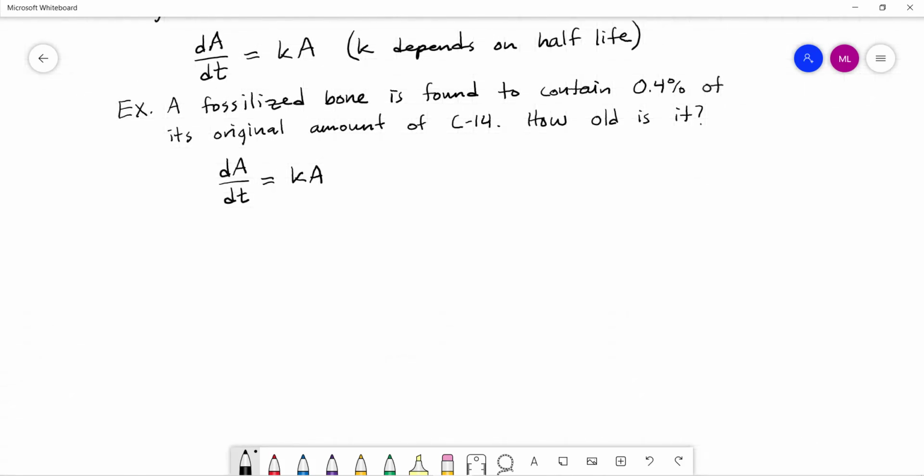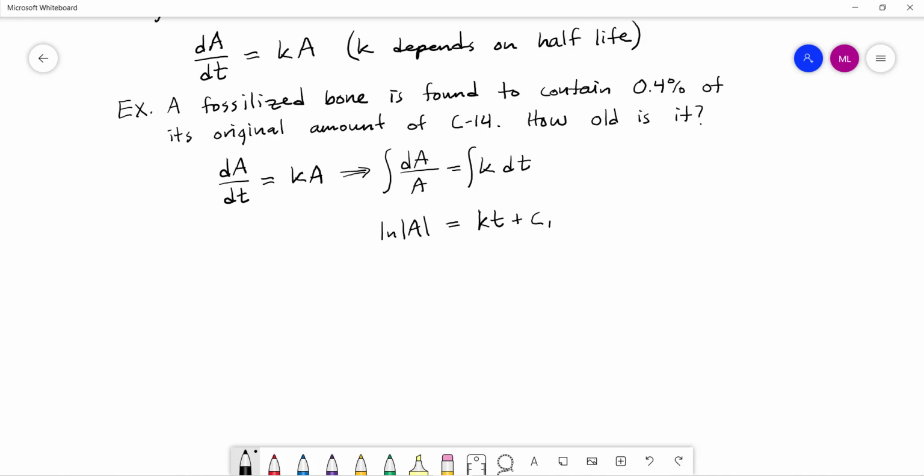Okay, so if this is our equation, we've already solved this exact equation. This was the same equation we solved when we did the population growth. The only difference was we used P instead of A and R instead of K, but the same technique will work. This one is separable, so I can rewrite this as dA over A equals K times dt. We can integrate both sides, get the natural log of the absolute value of A is equal to kt plus some new constant over here.